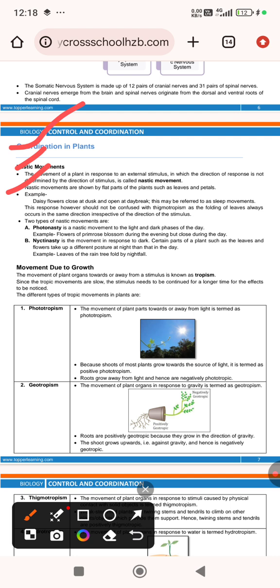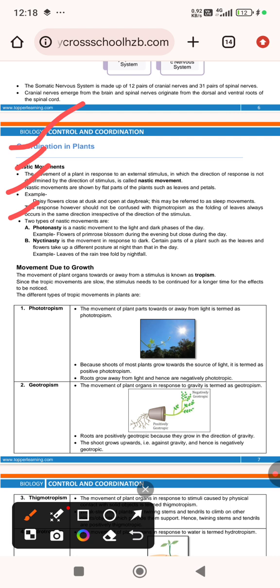This may be referred to as the sleep movement. These responses, however, should not be confused with thigmotropism, as the folding of leaves always occurs in the same direction irrespective of the direction of the stimulus. Two types of nastic movement are photonasty and nyctinasty.